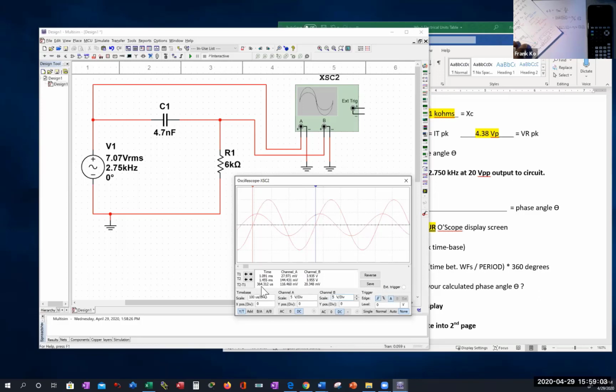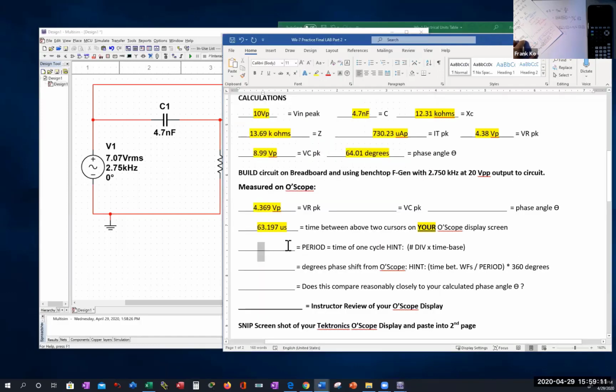T2 minus T1 is 364.312 microseconds. That's a decimal point, not a comma, sorry. All right.